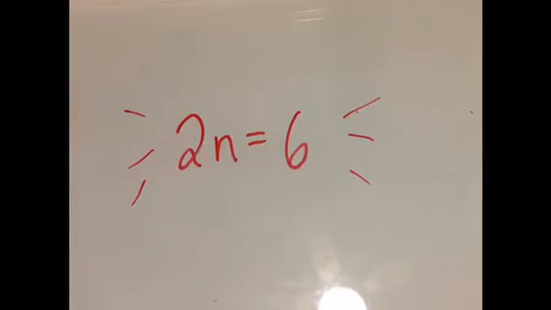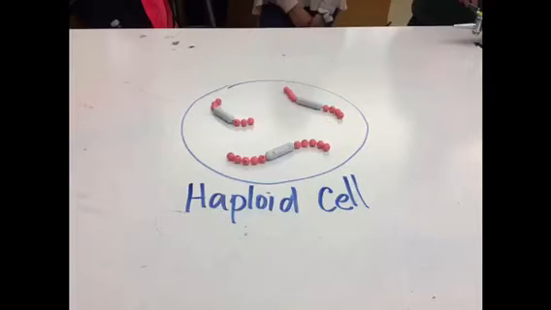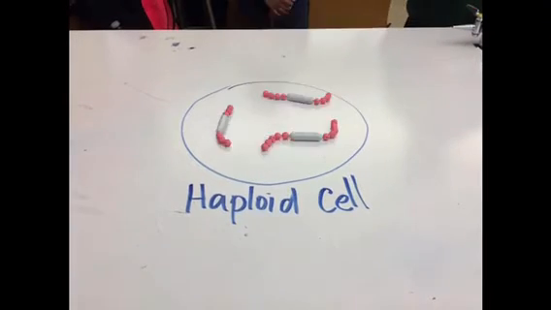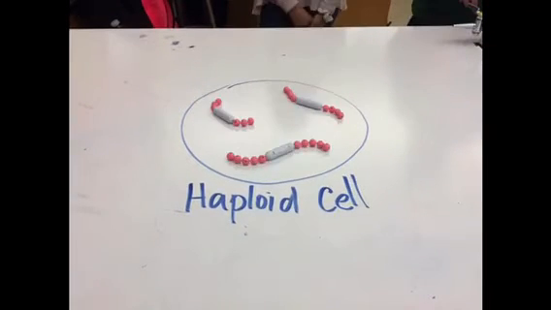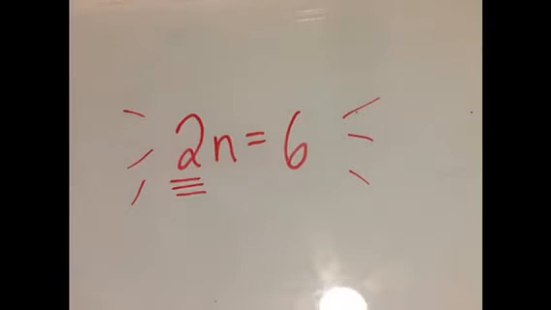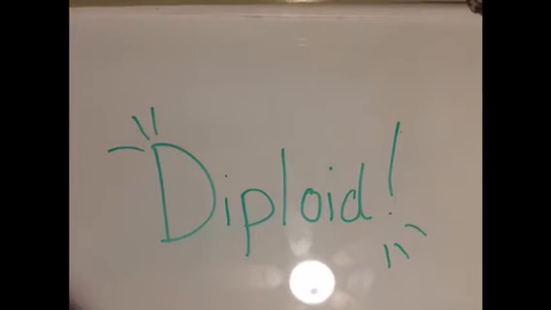So what does this mean? Let's take a step back. This is a haploid cell. As you can see, there is only one copy of each unique chromosome. This means that for the something n equals something equation, the coefficient of n equals 1. What about our example? It has a coefficient of 2. This means that there are two copies of each unique chromosome. When there are two copies, we call the cell diploid. You can remember the difference between diploid and haploid by noticing the prefix di, which means 2.